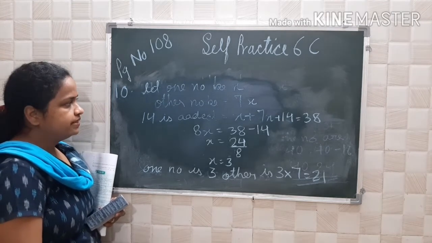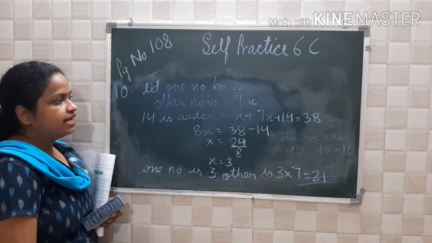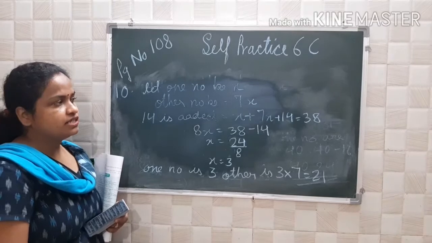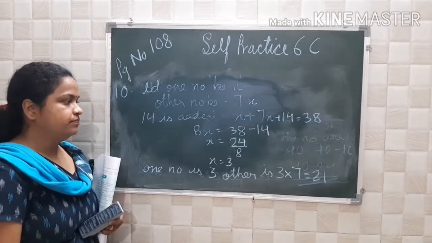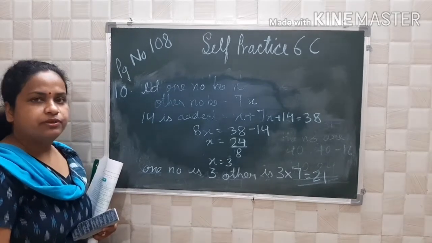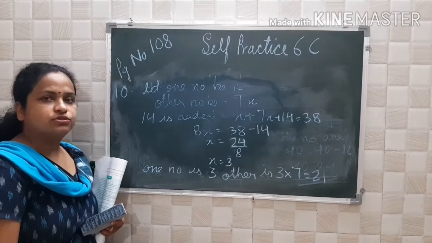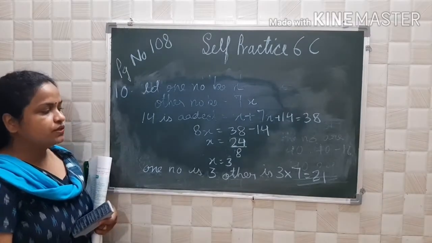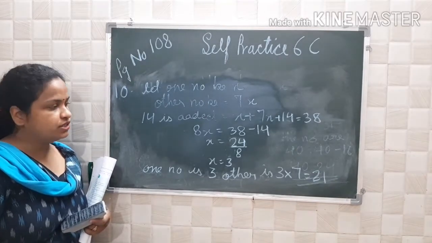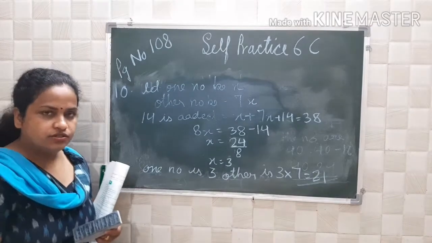Okay, now let's once more. Let one number be x. So what will be the other number? 7x. Now you have to add both and 14 is also to be added. x plus 7x plus 14 is equal to 38. So 8x will be 38 minus 14. So what will be your x? x is equal to 24 by 8 and x is equal to 3. When you get x equal to 3, so what will be the other number? 3 into 7, that is equal to 21. Correct? Is it correct or not?